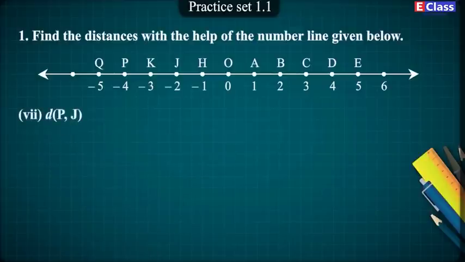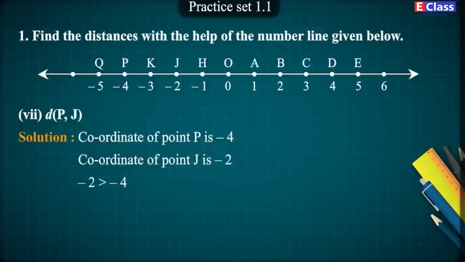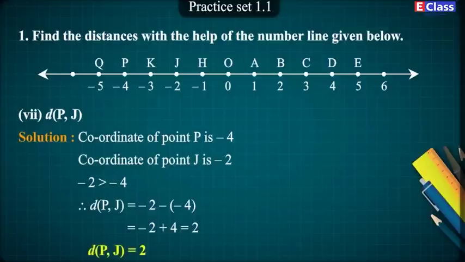7. Distance of PJ. Solution: coordinate of point P is minus 4. Coordinate of point J is minus 2. Minus 2 is greater than minus 4. Therefore, distance of PJ is equal to minus 2 minus (minus 4), which is equal to minus 2 plus 4, which is equal to 2. Answer: distance of PJ is equal to 2.